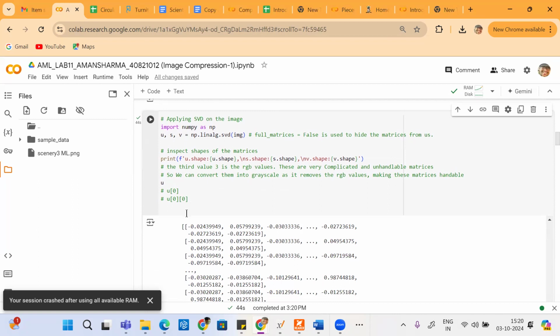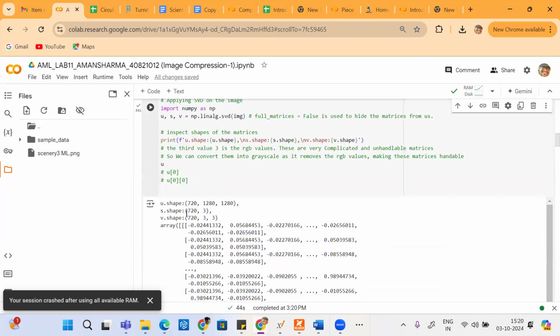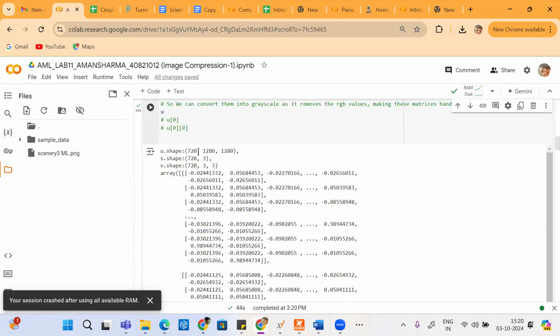So how many rows do we have? We have 720 rows, 1280 columns, and we have third values. Actually, these values, this one, it's one pixel having different values. Actually, it is just 3 values, but I don't know why it's coming 1280 and just 3.